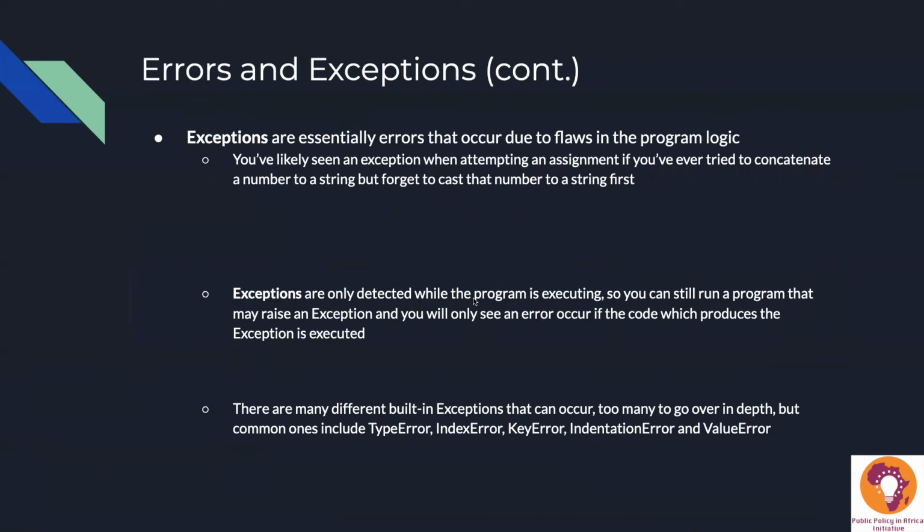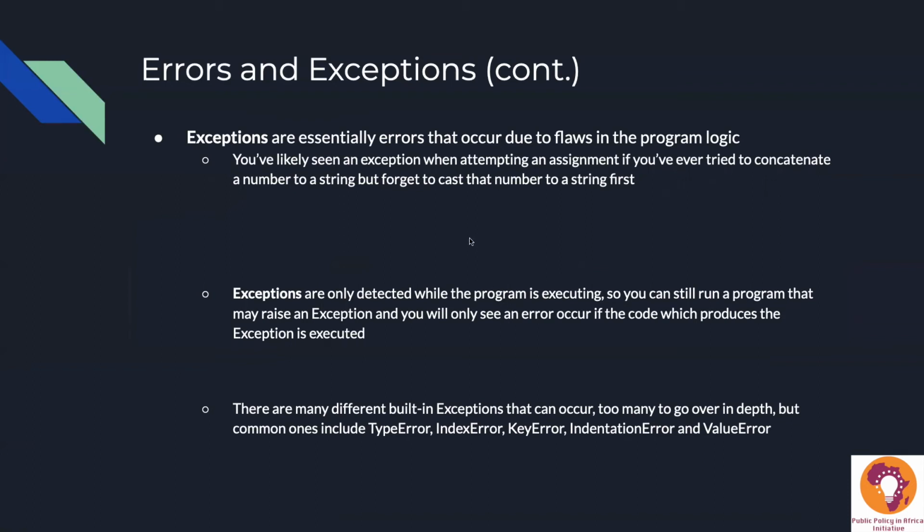All right, so errors and exceptions continued. So we just talked about syntax errors, and now we're on to exceptions. So exceptions are essentially errors that occur due to flaws in the program's logic. So you've likely seen an exception when attempting an assignment if you've ever tried to concatenate a number to a string but forgot to cast that number to a string first.